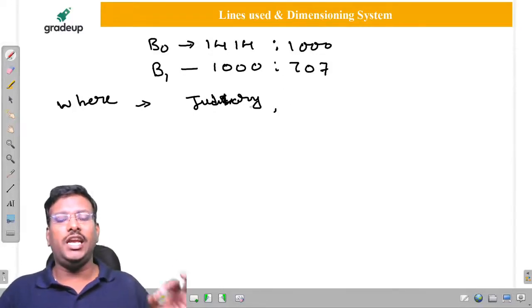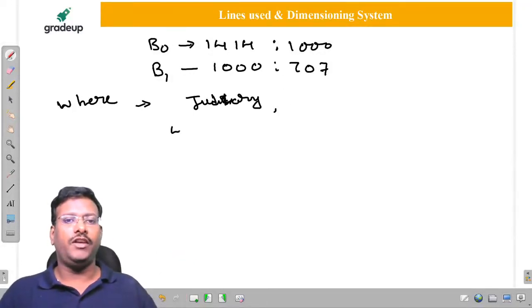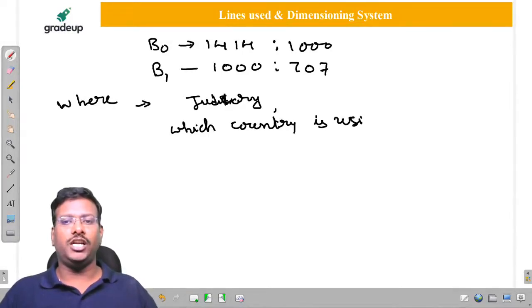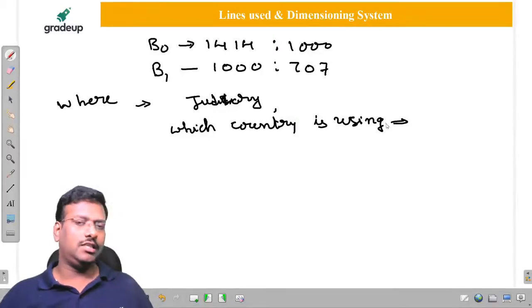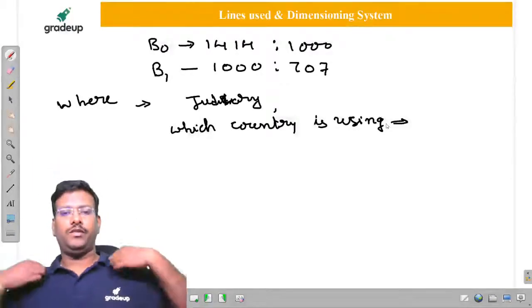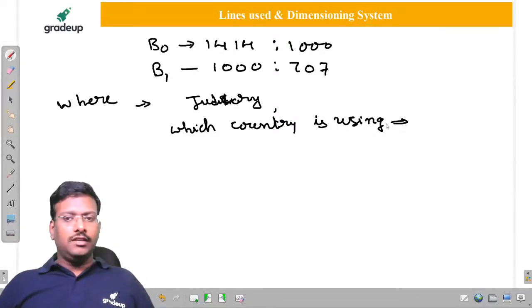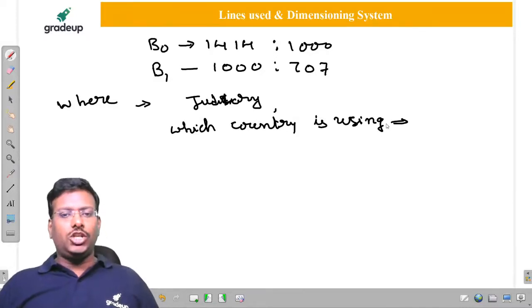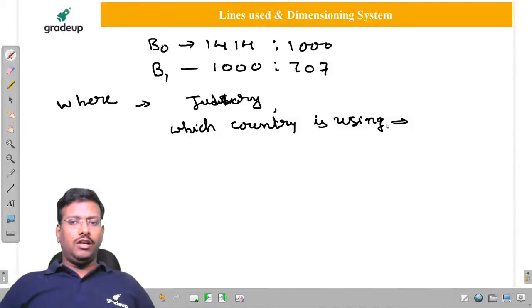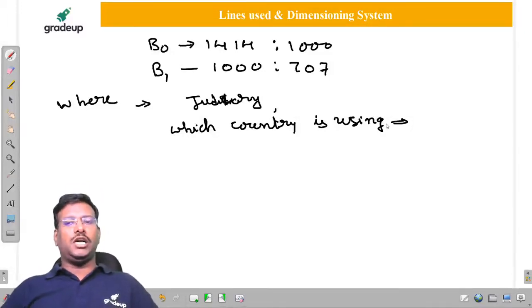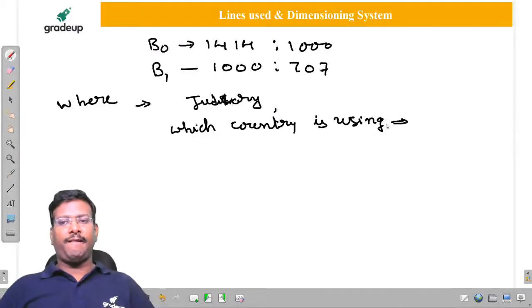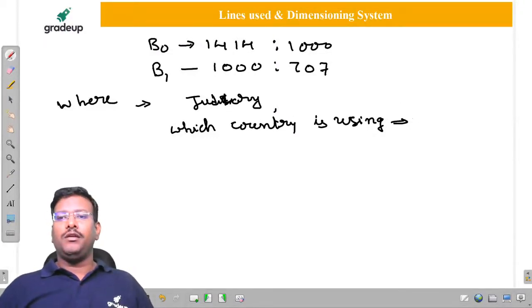Now, which country is still using this B type of sheets? Anyone able to answer this? Anyone? Try to give an answer. Which country can you guess uses B type of sheets for documentation? Nowadays also, B type of sheets are used by which country? United States of America, still they are using.